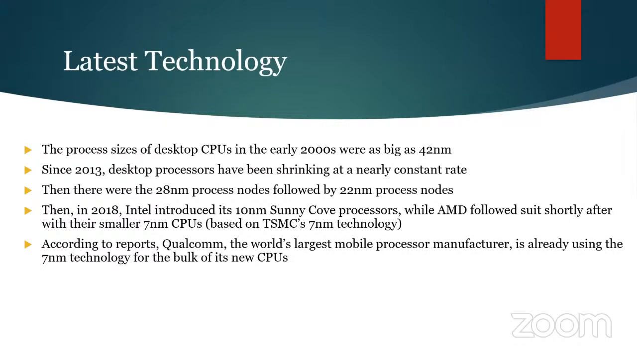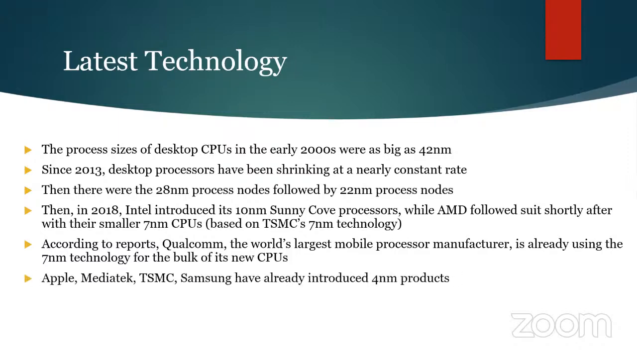According to the reports, Qualcomm, the world's largest mobile processor manufacturer, is already using the 7 nanometer technology for the bulk of its new CPUs. Apple, MediaTek, TSMC, Samsung, they have already introduced 4 nanometer products, which is a very big achievement. Now, can you all please guess what is the current research going on and how many nanometer technology is to be produced in the coming years? Any ideas? Any guesses? Yes, technology is now going to 1 nanometer. So can you imagine what will be the size of the coming devices in the future?